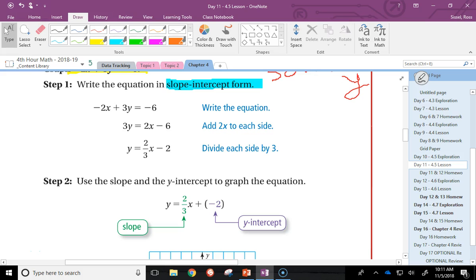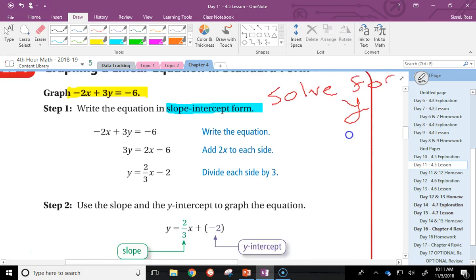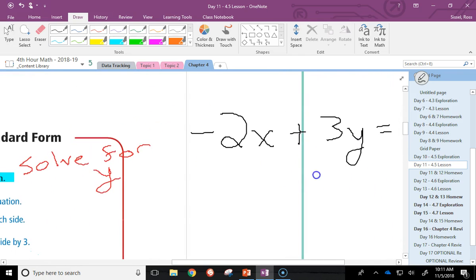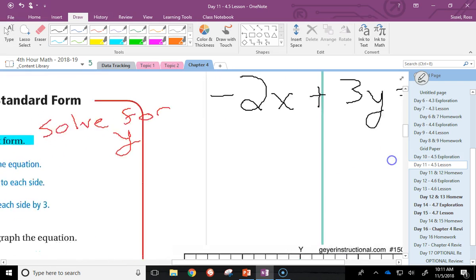Negative 2x plus 3y equals negative 6. I think I just wrote 6. Come on. Oh, I said 6. Okay.